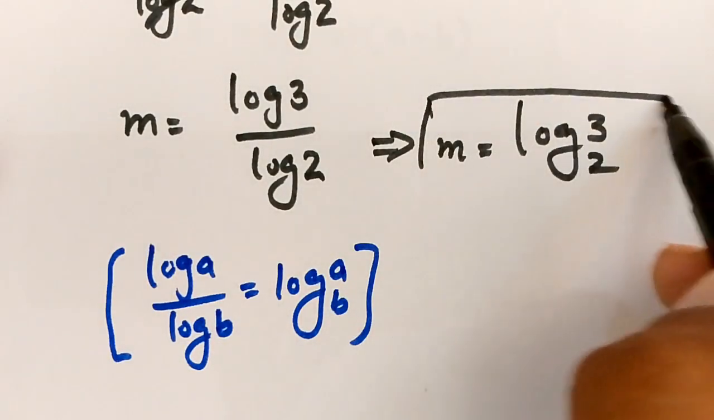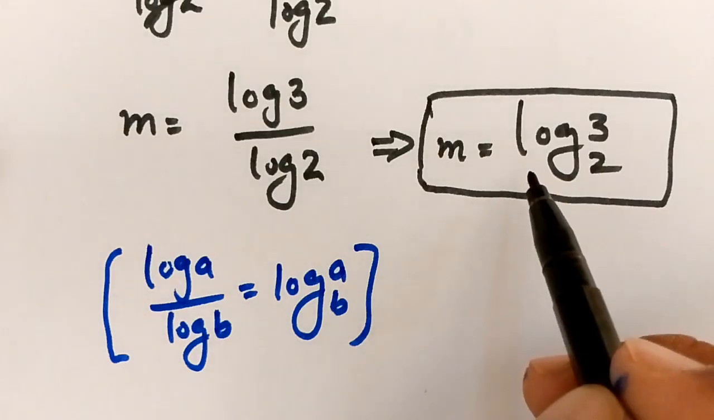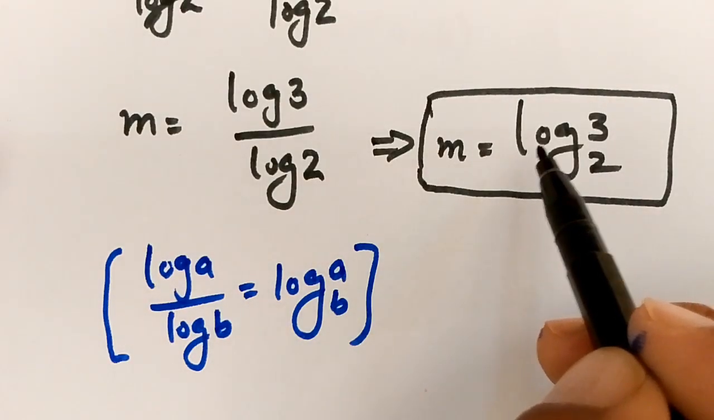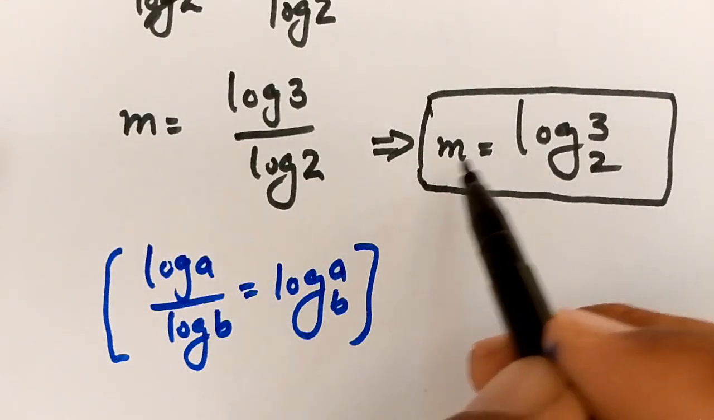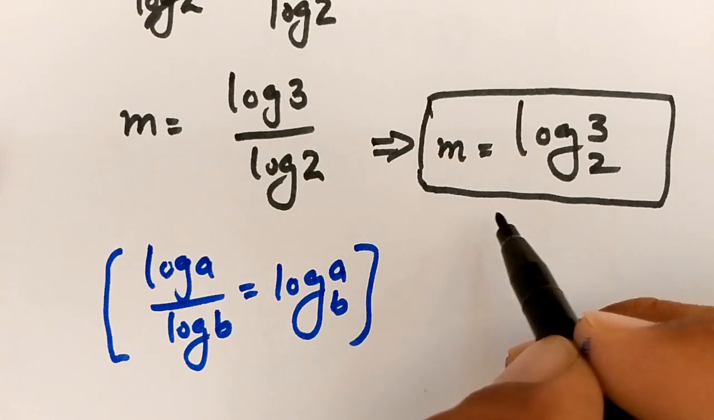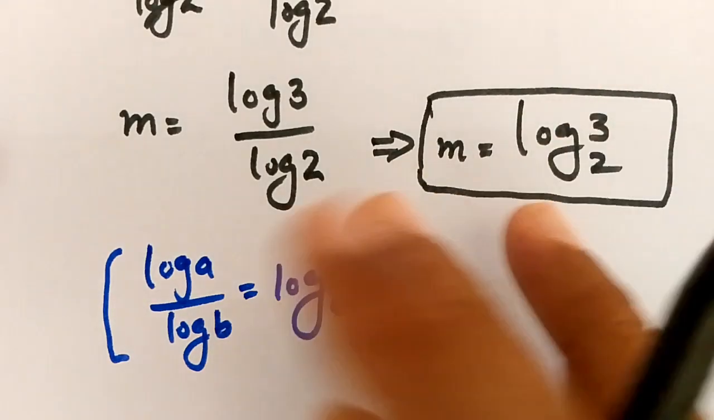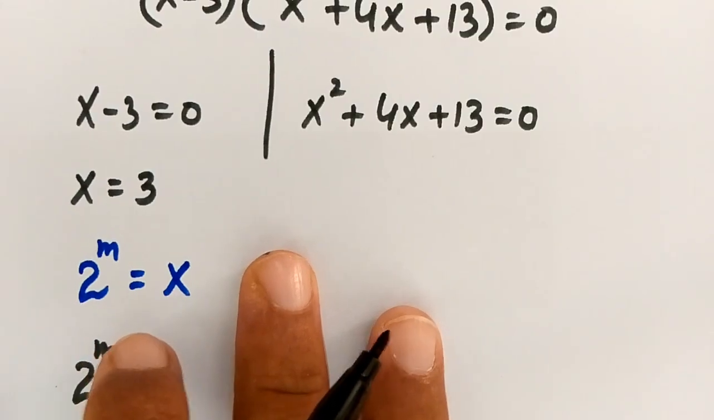So this is the final answer and the value of m. The value of m is log of 3 with base 2. So this is the value of m and the answer from case number first. Now we have to solve case number second.